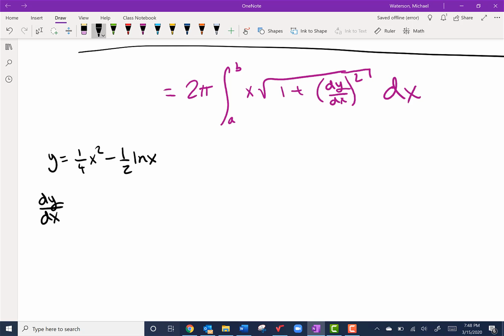This is my second time through the problem, because the first time I screwed it up badly. This time I'll try not to do that. So the derivative of 1/4 x squared is 1/2 x, so let's just write that as x over 2. And then the derivative of 1/2 ln of x is going to be 1 over 2x. Cool. Now let's go through and see if we can find that 1 plus dy/dx all squared.